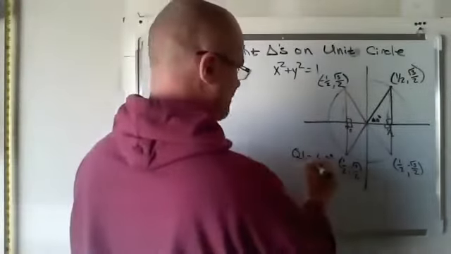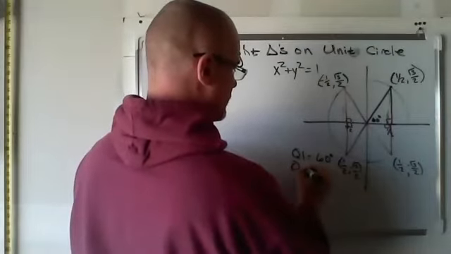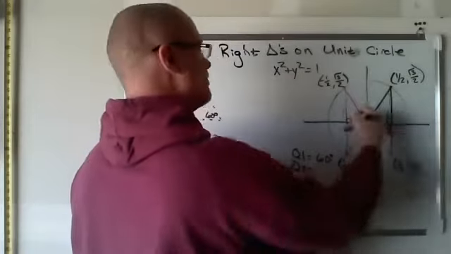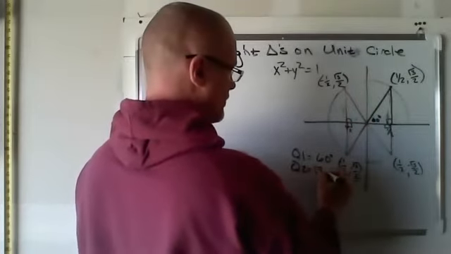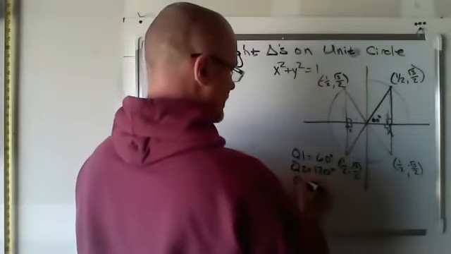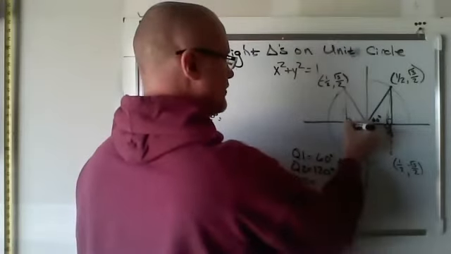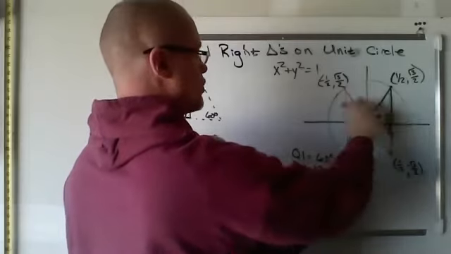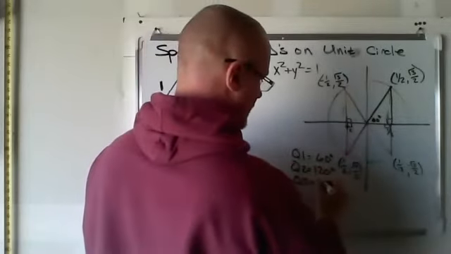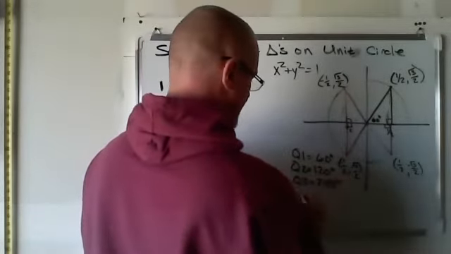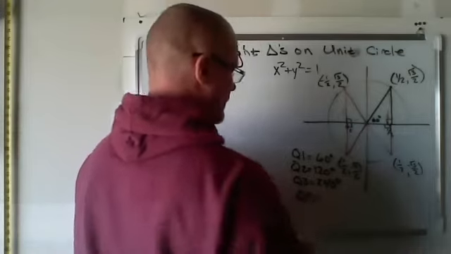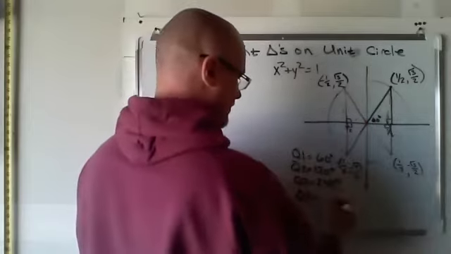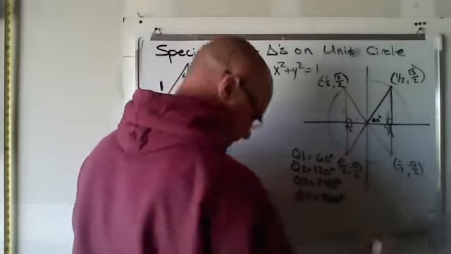So quadrant 1 is 60 degrees. Quadrant 2 is 60 degrees off of that 180 mark, so back from 180, so that's 120 degrees. Quadrant 3, that's a 60 degree rotation past 180, so that's 240 degrees. And quadrant 4, the family member, is 60 degrees back from 360, or 300 degrees.